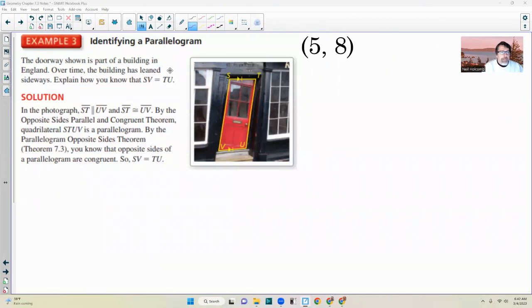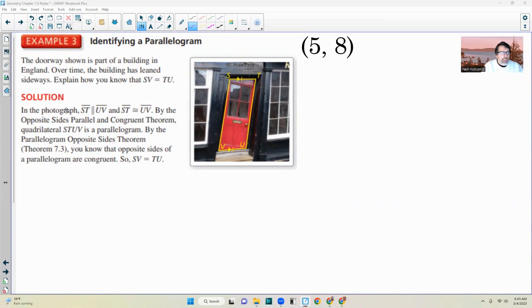Example 3, identifying a parallelogram. So here we have a doorway shown in the part of a building in England. Over time, the building has leaned sideways. Explain how you know that SV equals TU. How do you know this side here is equal to this side here?